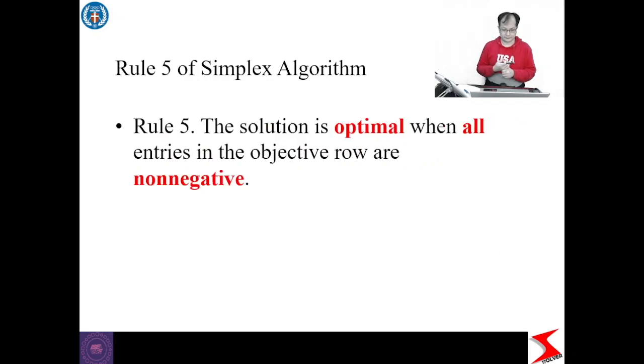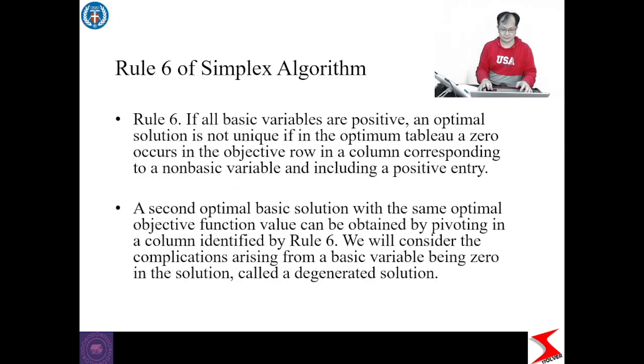Rule 5. Rule 5 says the solution is optimum when all entries in the objective row are non-negative. So it needs to terminate because it already reached the optimal solution.